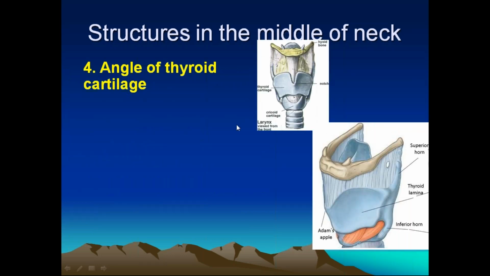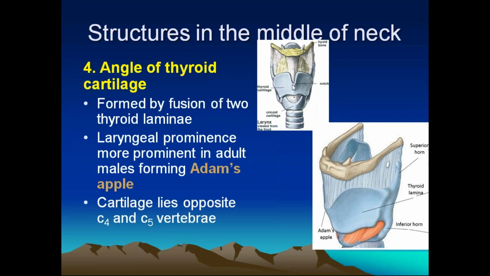So next we'll go on to the angle of the thyroid cartilage. As I already said, the anterior laminae of the thyroid cartilage meet here to form the angle of the thyroid cartilage. It is also called the laryngeal prominence. It is more prominent in adult males, so it is also called the Adam's apple. This thyroid cartilage lies opposite the C4 and C5 vertebrae. Okay, I think now you are clear about the angle of the thyroid cartilage.